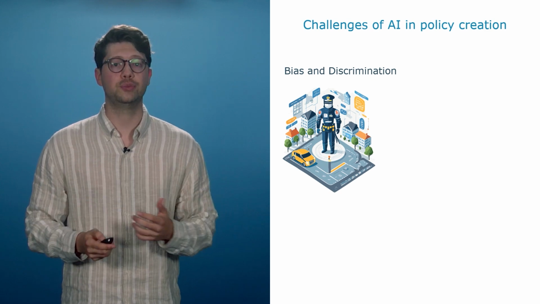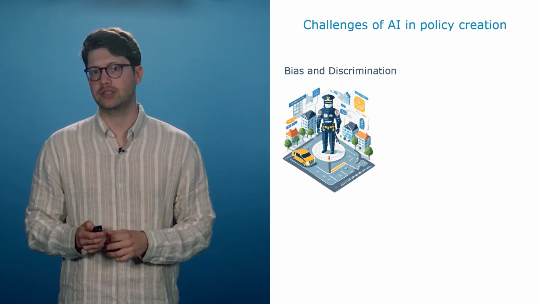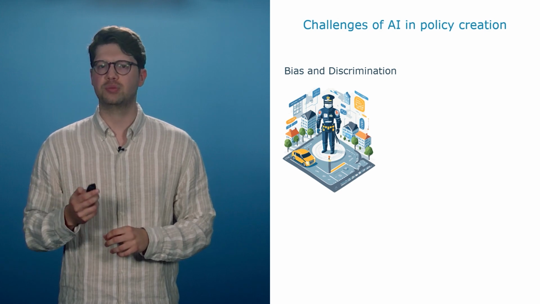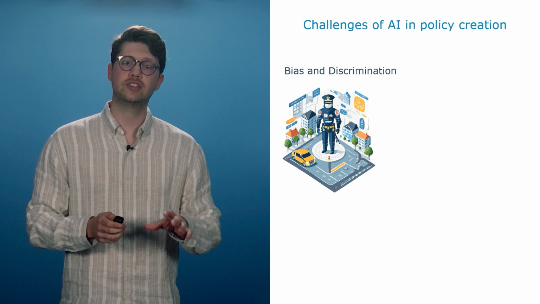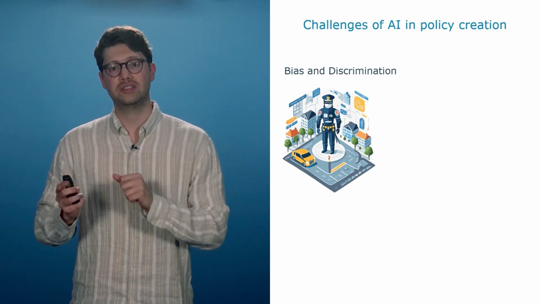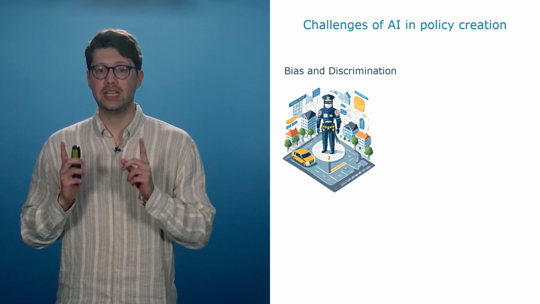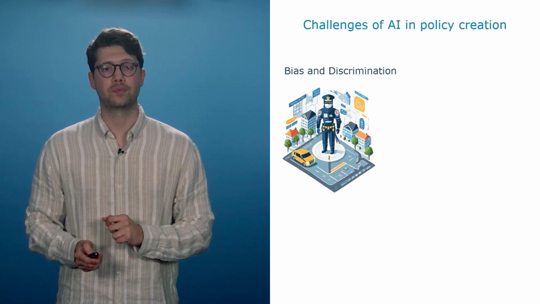Or if an AI system used to allocate government resources or social services is trained on biased data, it might unfairly prioritize certain groups over others. For instance, an AI system that determines eligibility for welfare benefits might inadvertently disadvantage minority populations if the data reflects historical biases in welfare distribution.